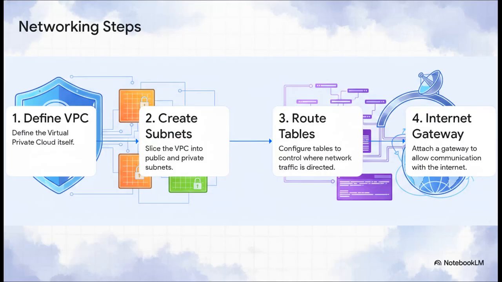Building this network is a really logical 4-step process. First, we define the VPC itself. Then, we slice it up into public and private subnets, which helps us isolate our resources. After that, we configure route tables to tell the network traffic where to go. And finally, we attach an internet gateway so our VPC can talk to the outside world.